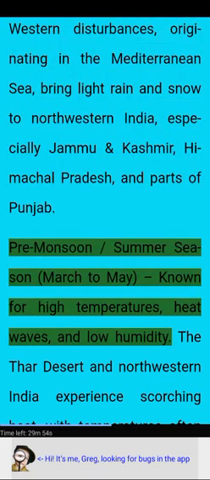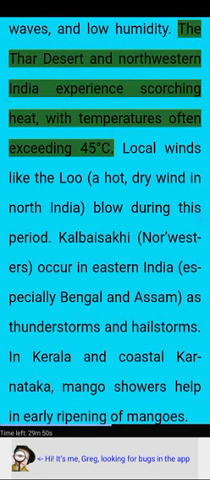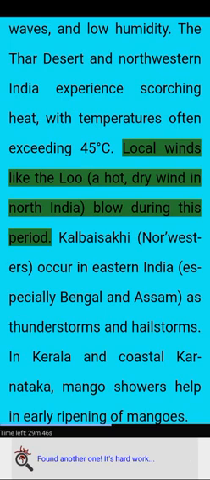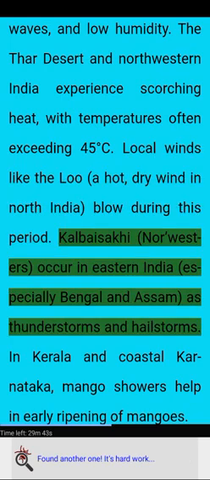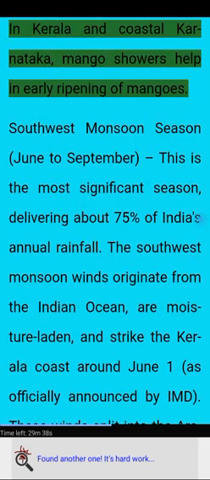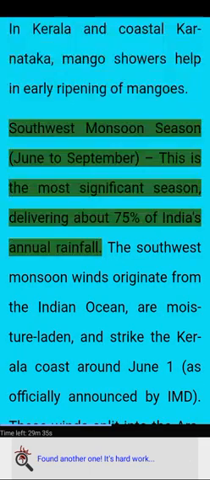Pre-monsoon, summer season, March to May, known for high temperatures, heat waves, and low humidity. The Thar Desert in northwestern India experiences scorching heat, with temperatures often exceeding 45 degrees Celsius. Local winds like the Lu, a hot, dry wind in North India, blow during this period. Kalbaisakhi, Nor'westers occur in eastern India, especially Bengal and Assam, as thunderstorms and hailstorms. In Kerala and coastal Karnataka, mango showers help in early ripening of mangoes.